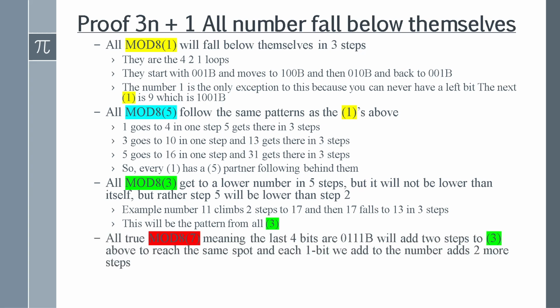Mod 7s, all true mod 7s, meaning it's 0, 1, 1, 1 at the end of the binary, will add 2 steps to mod 3 to reach the same spot. And for every bit past that, so if you have 15, which is 1, 1, 1, 1, you're going to add 2 more steps to that. And so 53 gets you to 40 in 3 steps, which is below it. 35 gets you to 40 in 5 steps. 23, 7 steps. 15, 9 steps.